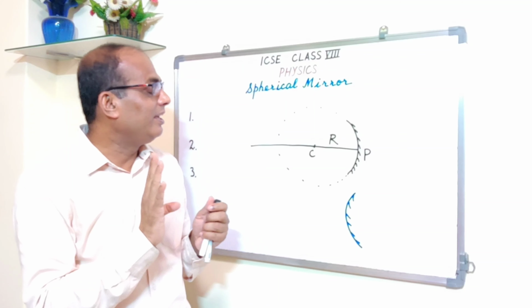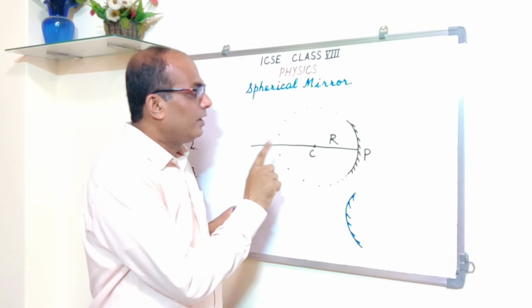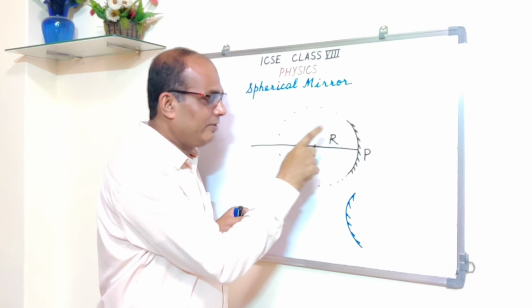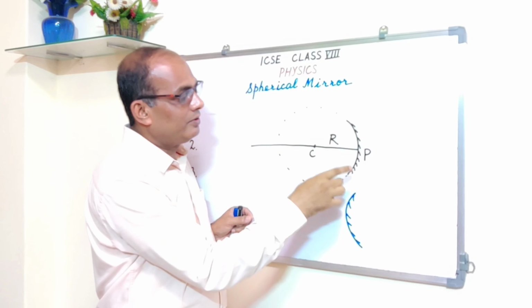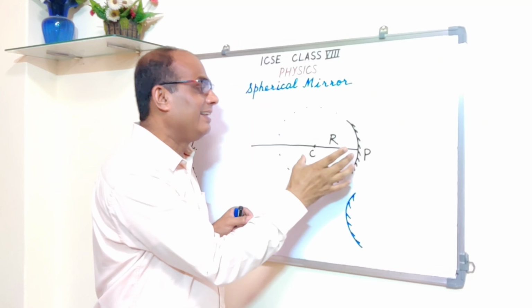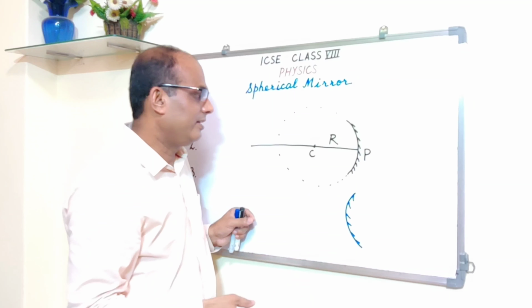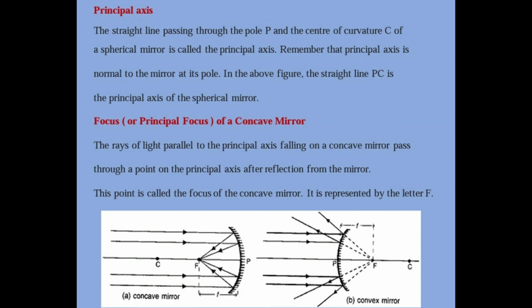So we discussed the center of curvature, we talked about the radius of curvature, we talked about the aperture, we talked about the pole, and then the principal axis of the concave mirror or the spherical mirror. The next is then focus and focal length. Two more terms. Focus and focal length.